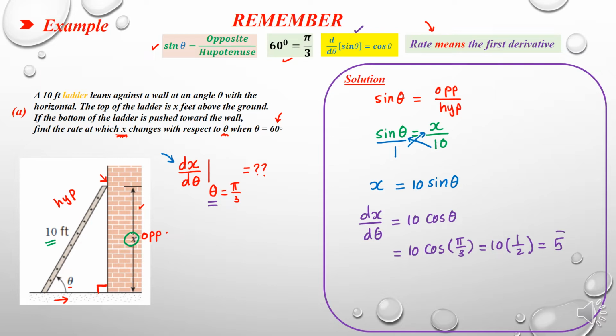So this makes sense because the answer is positive. This is true because this is the direction of the ladder. So x increases as theta increases in this direction. And this is the end of part A.